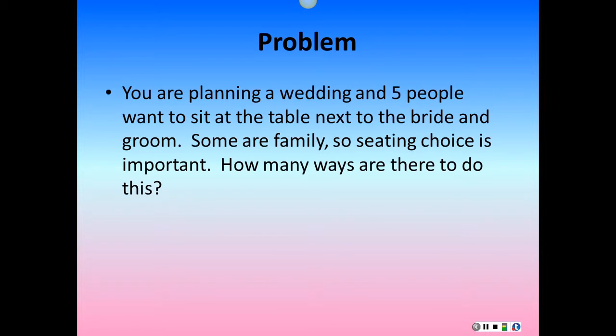So, let's start out with the problem. You're planning a wedding and you want 5 people to sit at the table next to the bride and groom. Some are family, so seating choice is of course important. How many ways are there to do this? So I want to know how many ways I can sit 5 people in such a way that I have taken into account order.